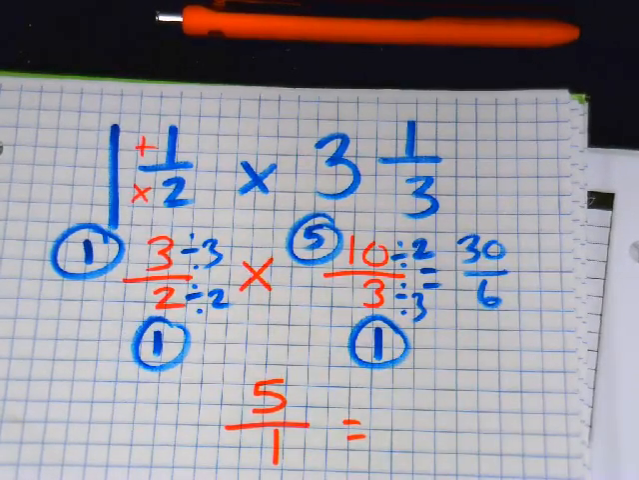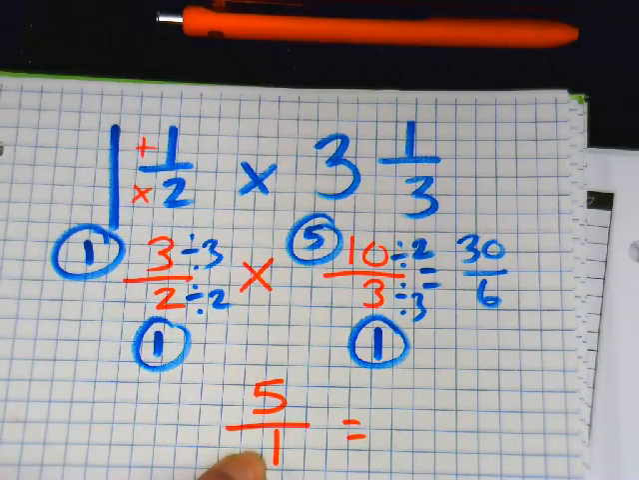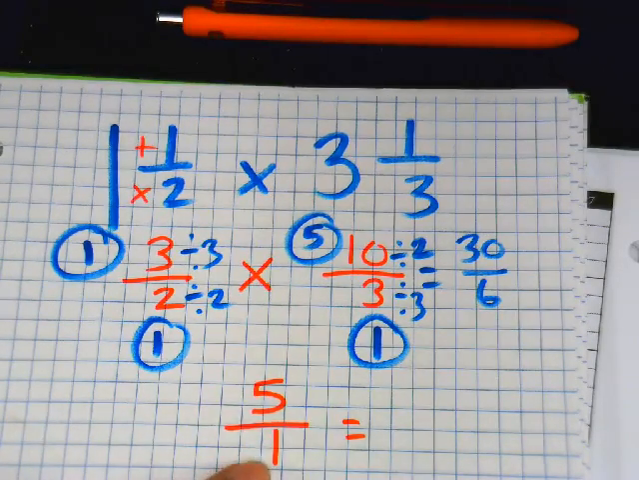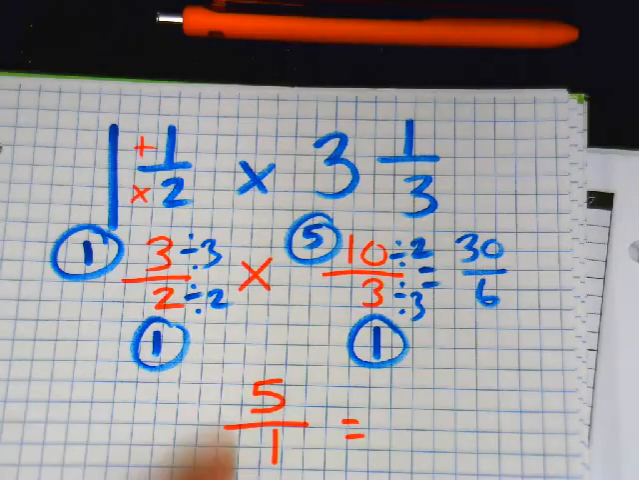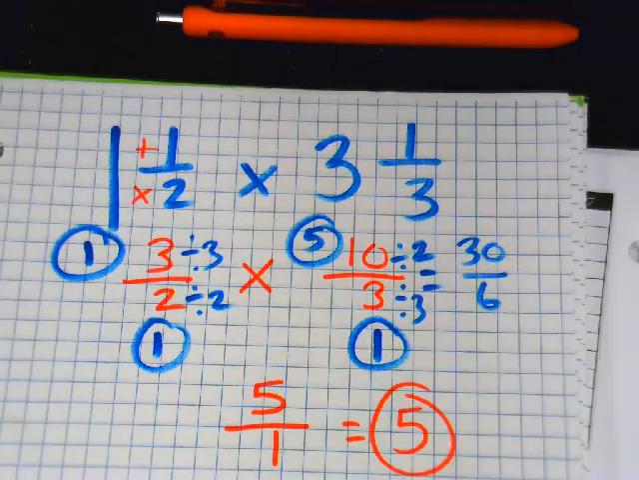Does anybody know what it equals when there's a 1 on the bottom? So when you have a 1 at the bottom, it's this number. Whatever this top number is, that's your final answer. All right. Well, that was fun.